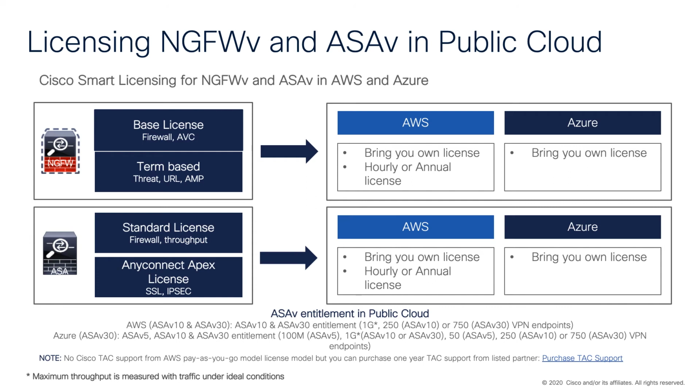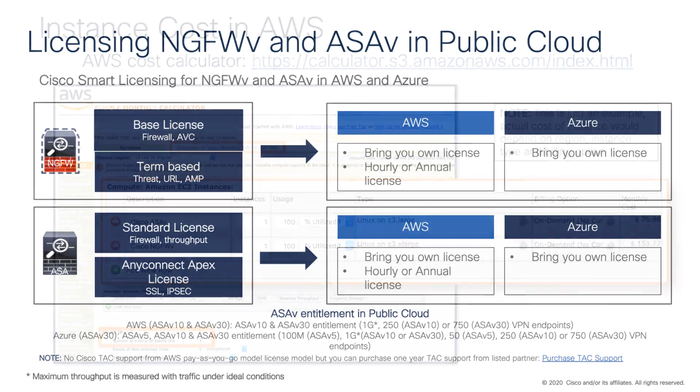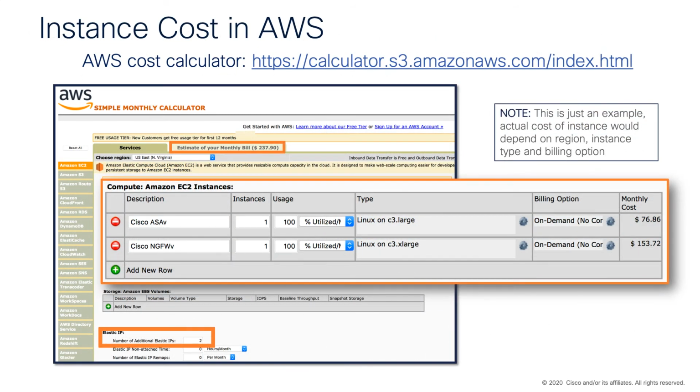What we've also included in this deck is the ability to get indicative costs of how much your instances would cost in each of the two cloud platforms. So for example, if you use the URL at the top of the screen here for Amazon Web Services, you can get an idea of an estimate of how much your ASAv or your FTDv for the next generation firewall would cost based on the instances that you would like to use within that particular cloud environment. Again, remember this is just indicative costs and does depend on the region and the instance type, plus the billing option that you choose as well.